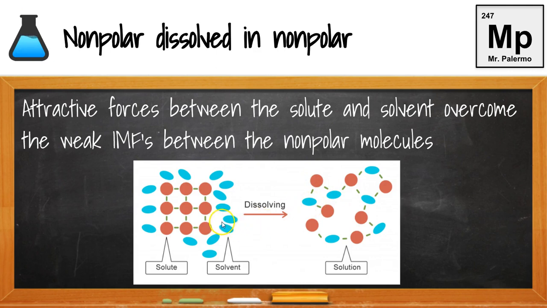So the solvent is strong enough to pull it apart, again because of these weak attractions holding it together. And once it pulls it apart, it is allowed to spread out, and that is our dissolving process. So again, exhibiting like dissolves like, nonpolar in nonpolar.